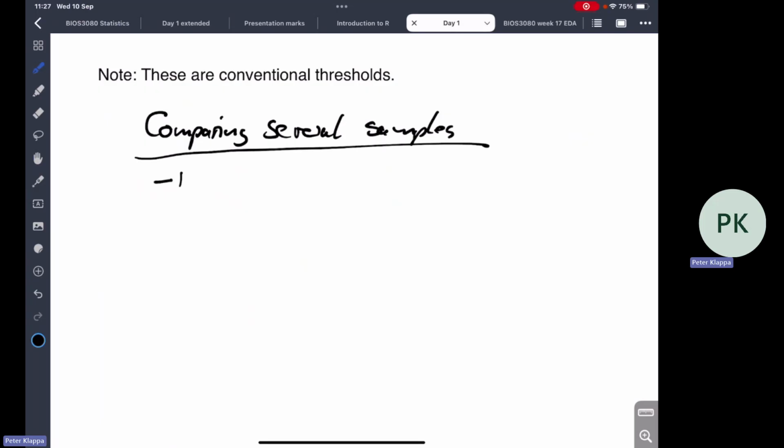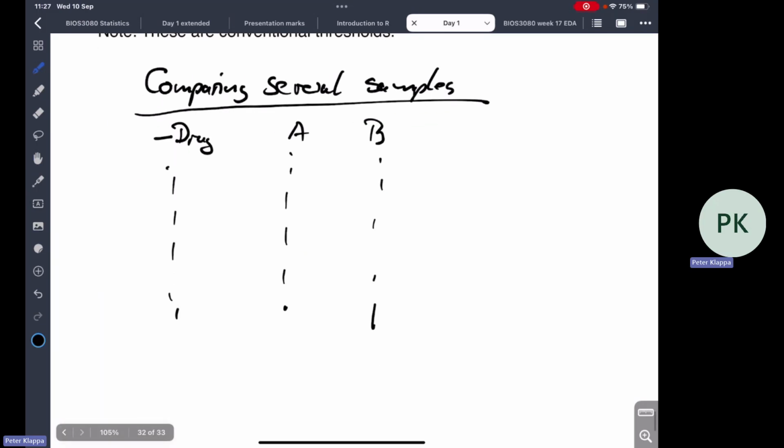So minus drug, A, B. These have to be independent of one another. In this case, they are independent from each other. Do they have to be? Yes, they must be independent from each other.